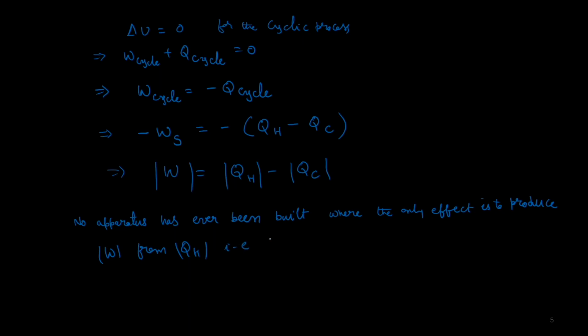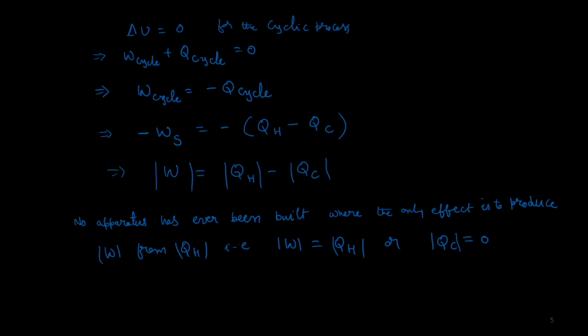That is where W is only equal to QH, or where QC equals 0. It has never been built. This is an engineering observation. No apparatus has ever been built where QC can be equal to 0, so that the work produced is equal to the total heat absorbed from the hot reservoir, which is QH.